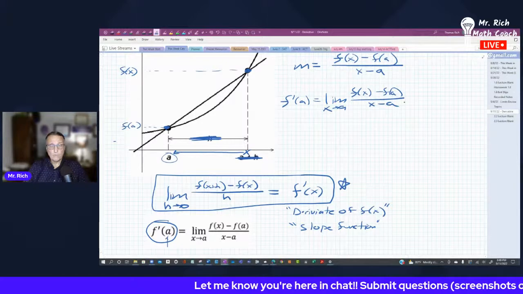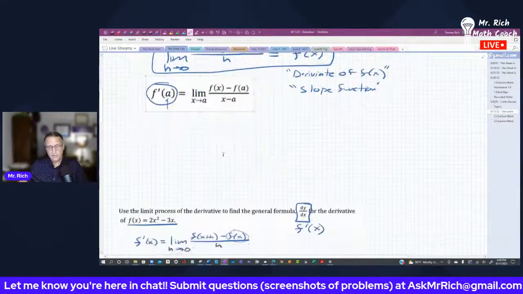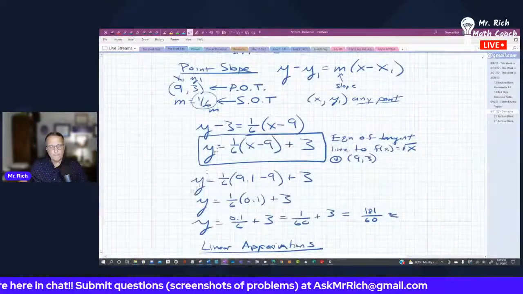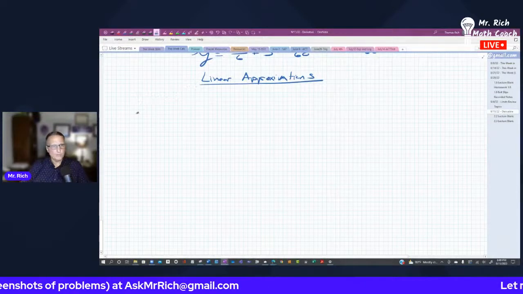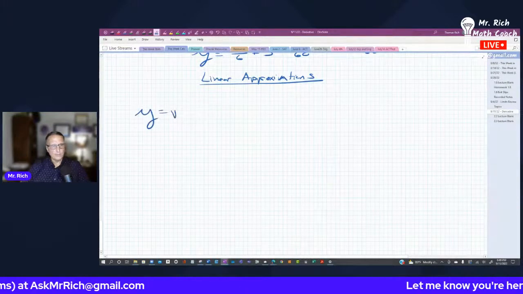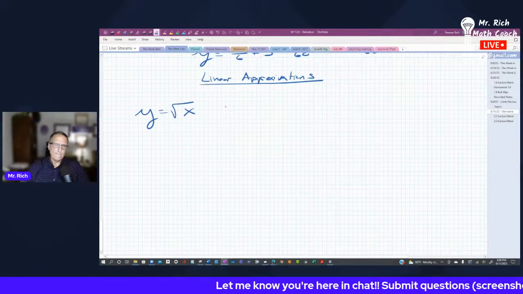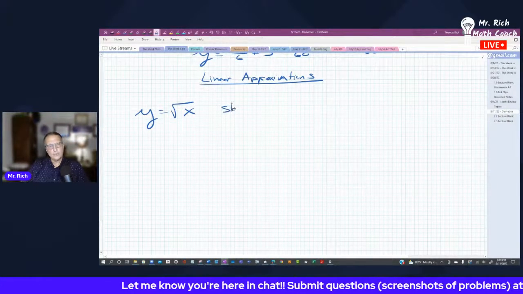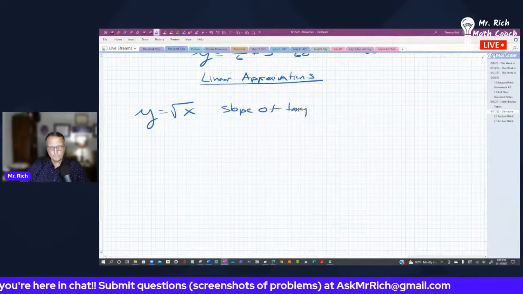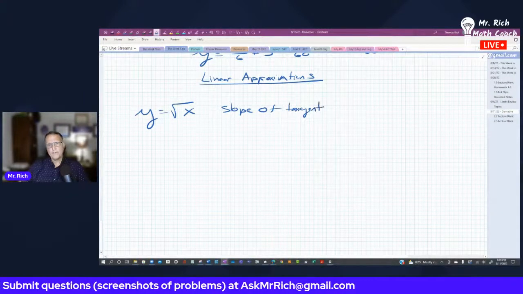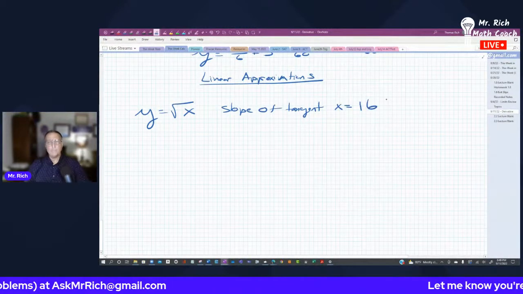Now, when could I use that? Well, let me show you an example. So let's take this down here. What I'm going to do is use that same function that we were just working with, which was y is equal to the square root of x. And I want to know the slope of the tangent line. And let's pick a different value. Let's say that it's x equals 16.